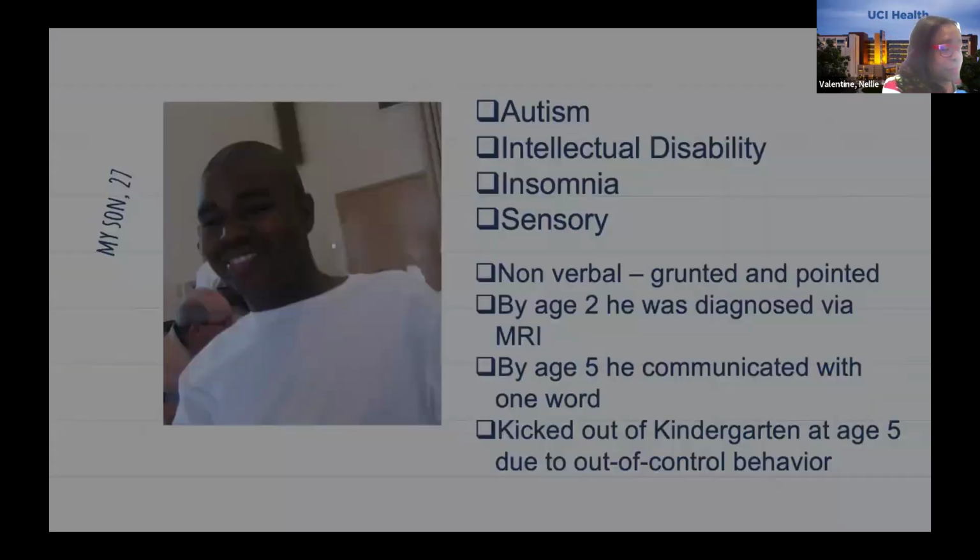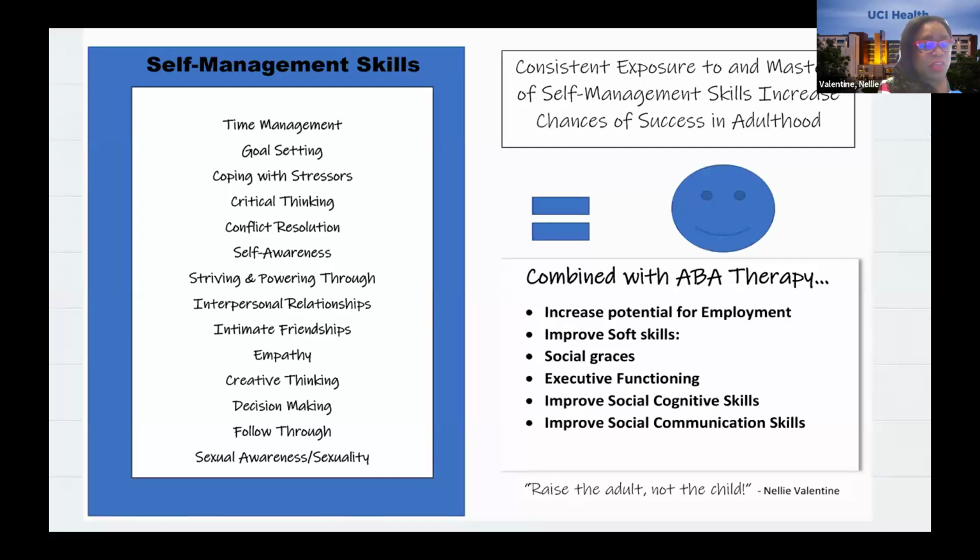Next slide, please. With early intervention, we started to teach him goal setting. We started to teach him critical thinking skills, how to have empathy for others. You know, he wouldn't even sit next to me. I would sit next to him, and he would go to the next couch, and I would go to the next couch and sit next to him and say, Mommy wants to sit with you. Mommy wants to hold your hand. And so we were teaching him those skills, those social graces. We were helping him to develop those executive functioning skills that were lacking, and improve his communication skills.